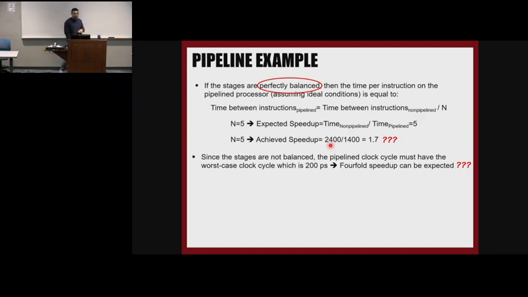Right, if they were equal, then it's perfectly balanced. But because they're not equal, we couldn't achieve the 5 times speed up. But we still expect to achieve 4 times the speed up. But we're getting 1.7 in this example. 2400 divided by 1400. You already have the slide, so if you have it, don't look at it. Just make a guess.